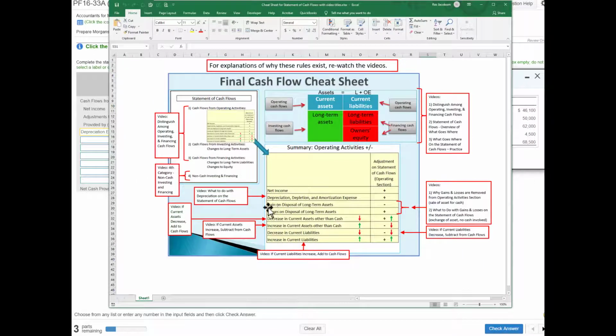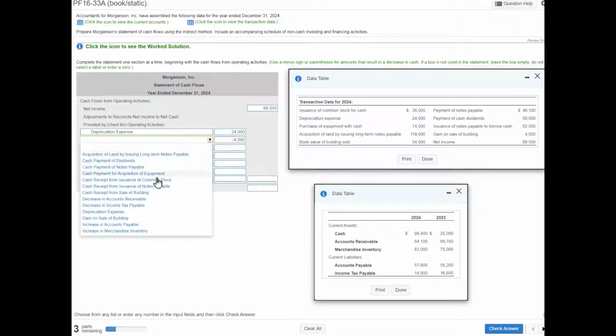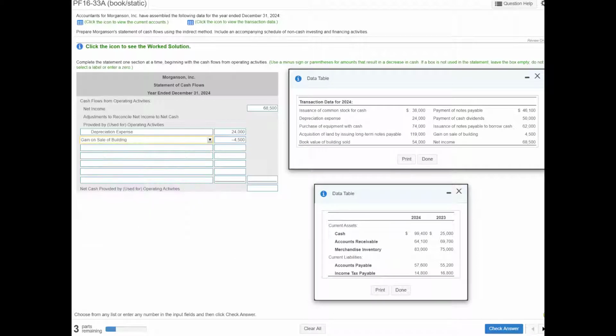Next we have gains and losses. So you will back them out, meaning if it's a gain, we will subtract it. If it's a loss, we're going to add it. So I believe we have a gain. So I'm going to copy and paste the 4,500, but we have to back it out, which means I have to put a negative in there. Gain on sale of building.